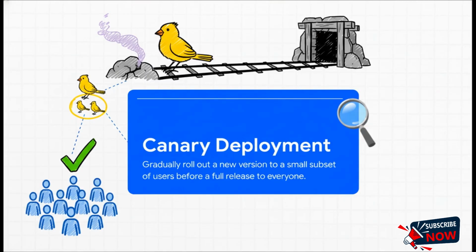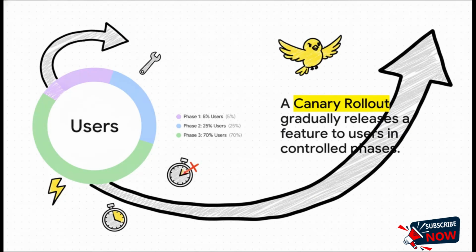You know, like how miners used to bring canaries into coal mines to detect toxic gas? Developers do the same thing. They release a new version to a tiny percentage of users, the canaries, to see if anything bad happens before it affects everybody. This chart shows you exactly how it works.